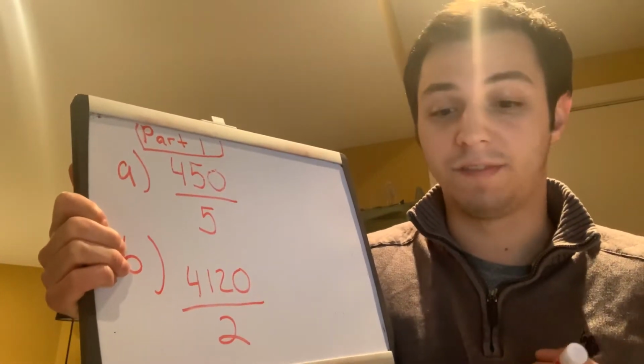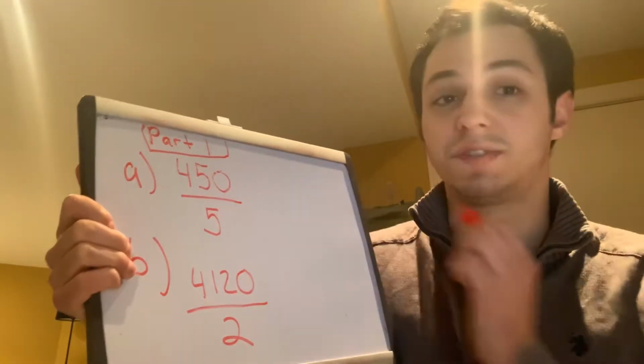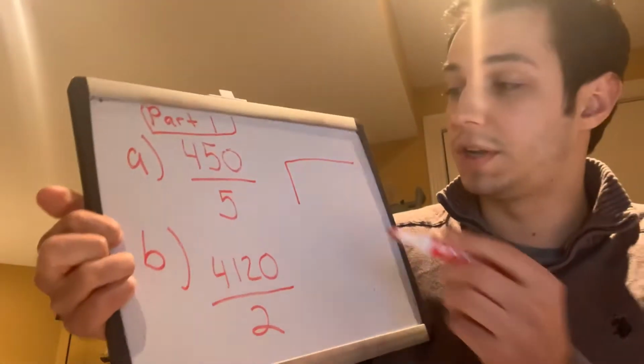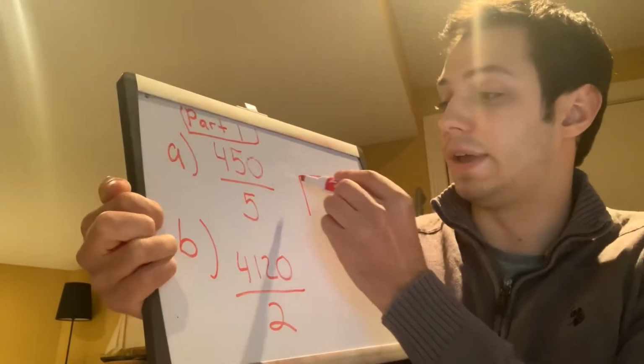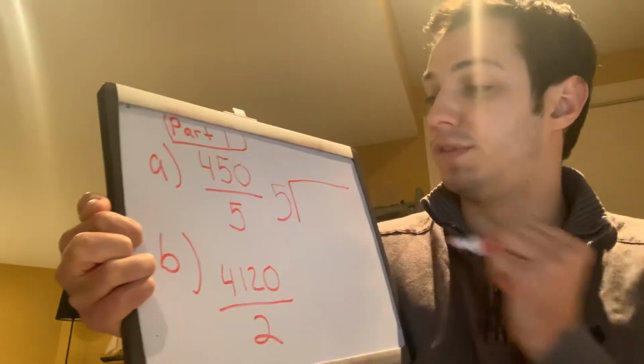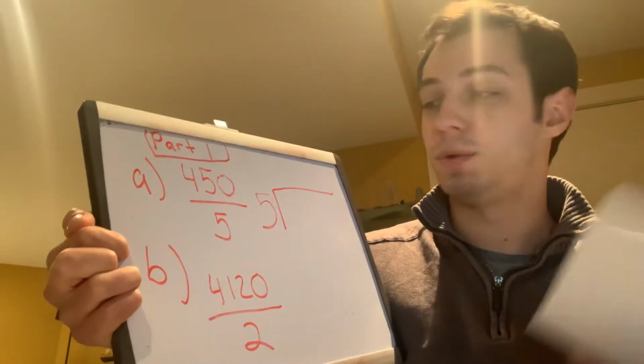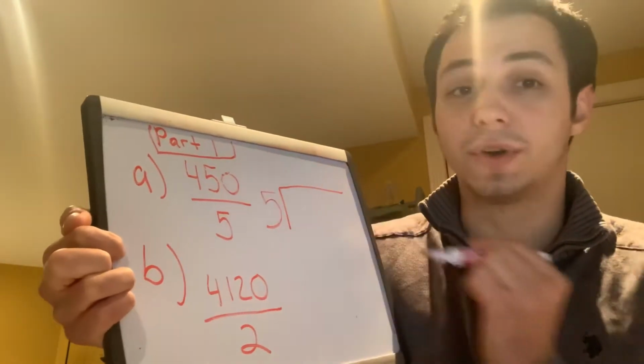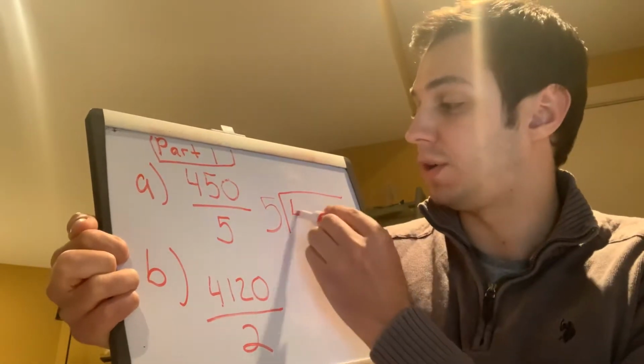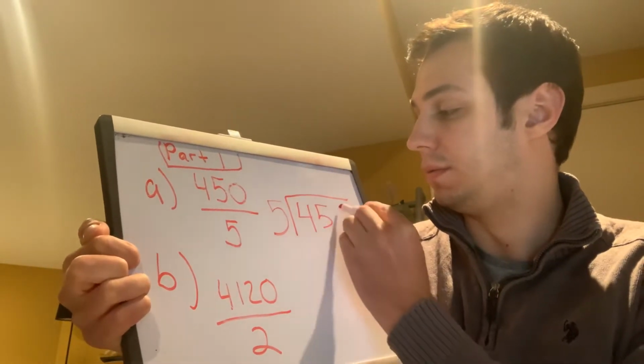So now what we have to do is rewrite this so that we can solve. What we're going to want to do is put our bottom number, or our denominator, right in front of the division sign. And then you're going to want to write the top number in your fraction right underneath the division sign.